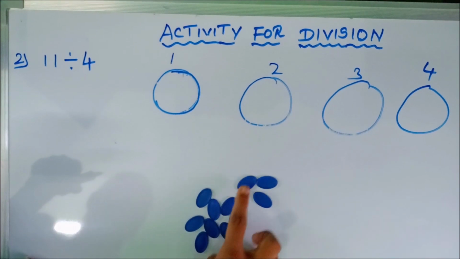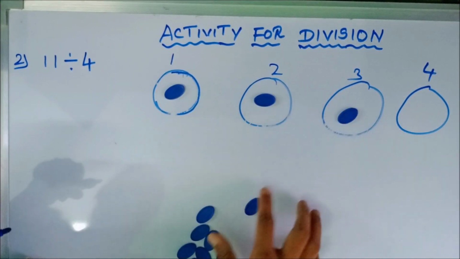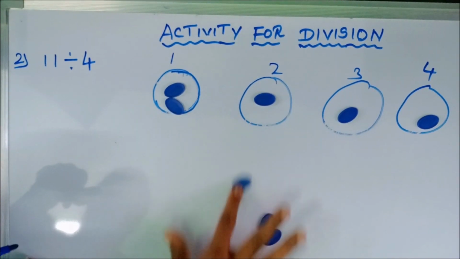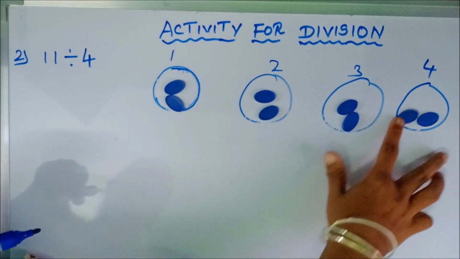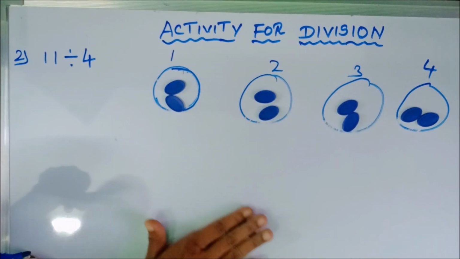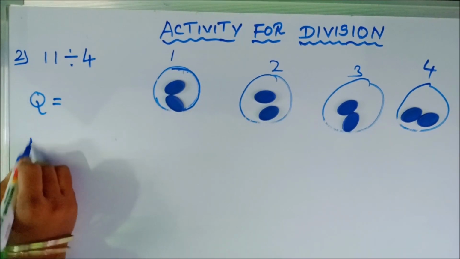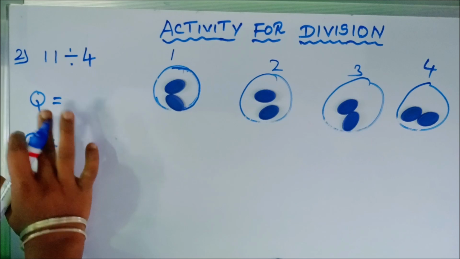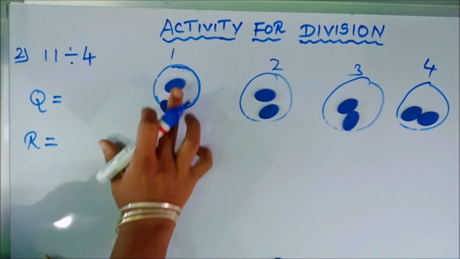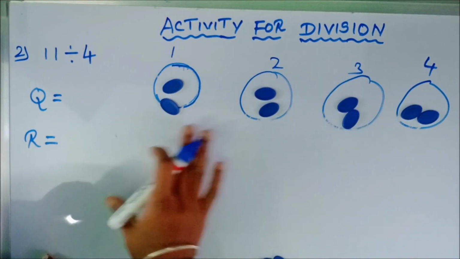First I am taking 4 pieces. I am giving 1 to each part. Once again I am taking 4 pieces and giving 1 to each part. So next I am going to take 4 pieces but I have only 3. So you have to stop up to this. Now we are going to write the quotient and remainder. What is the quotient? You have to count the number of pieces in each part. See here 1, 2, here also 1, 2, here also 1, 2. Each part has only 2 pieces.